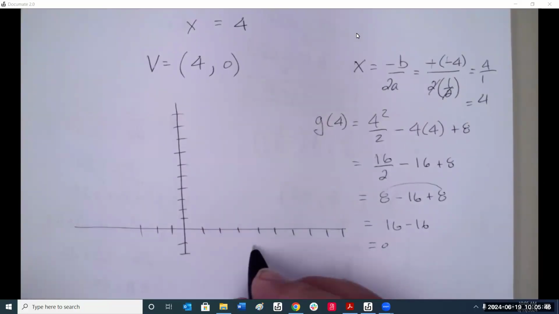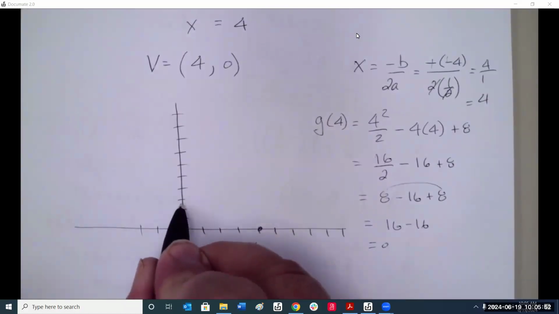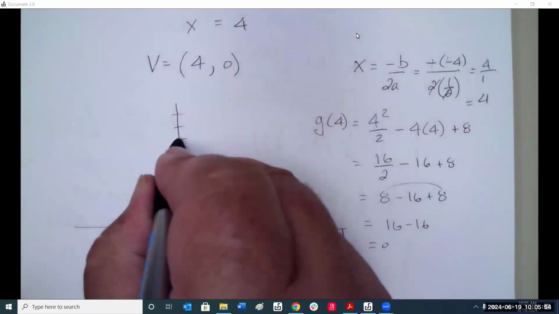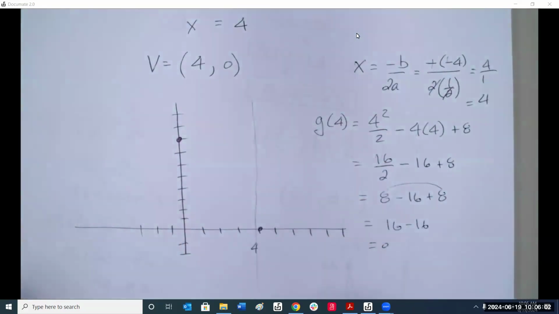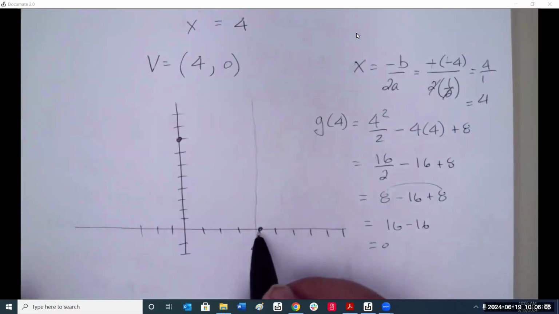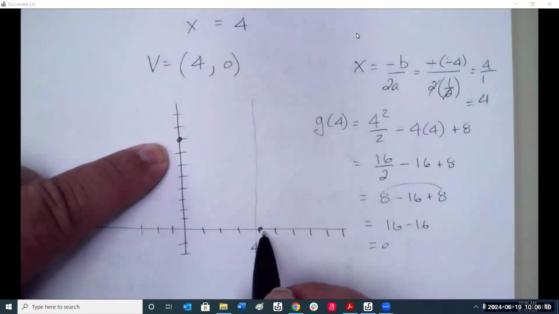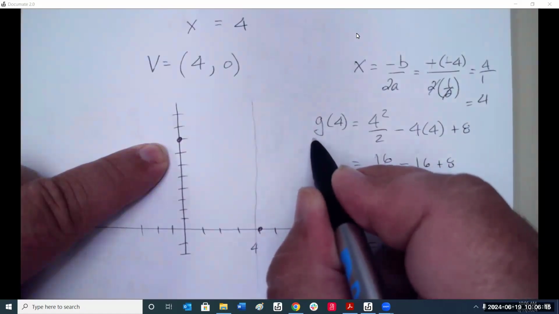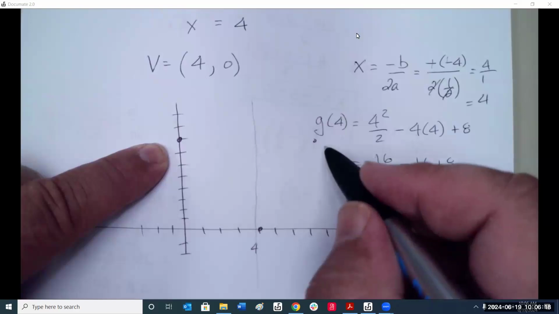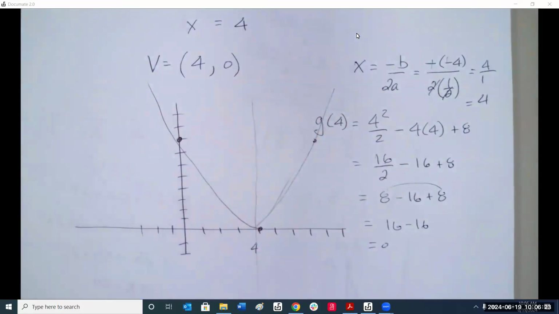So the x-intercept is at 4. The y-intercept is at 8. The vertex is at 4. The axis of symmetry is at 4. So the other point we can get is we went 4 to the left and then 8 up. So we can go 4 to the right, 2, 3, 4, and then 8 up, because those are mirror images. And then we graph it. And there's our graph.